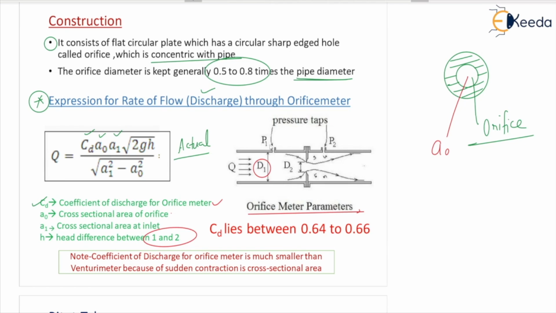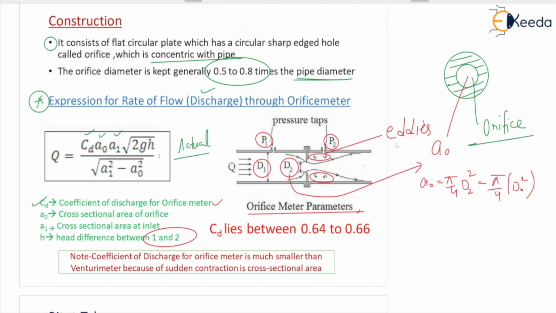You can see the pressure tapping points, as we also saw on the last page. P1 and P2 are pressure tapping points, with D1 and D2. Look at this D2, very very important. From D2 you can calculate A0, correct? So A0 equals π/4 D2 squared, or sometimes they write π/4 D0 also. And Q is the given discharge, and you can see the flow separation here. These are called eddies. You will see them in the turbulent flow.